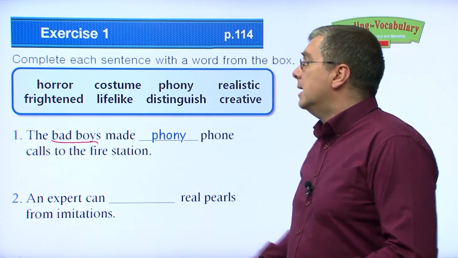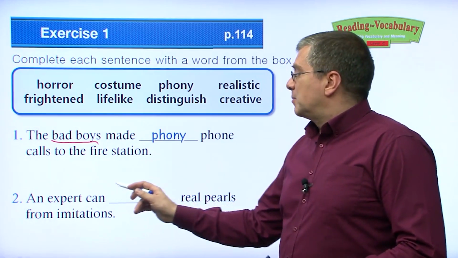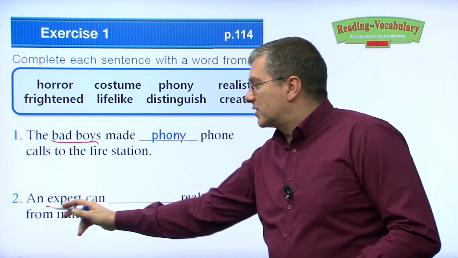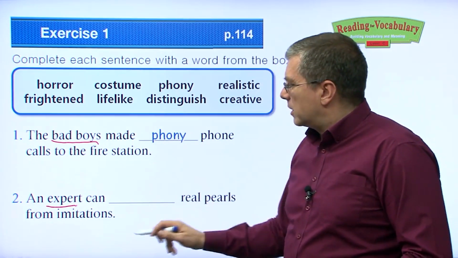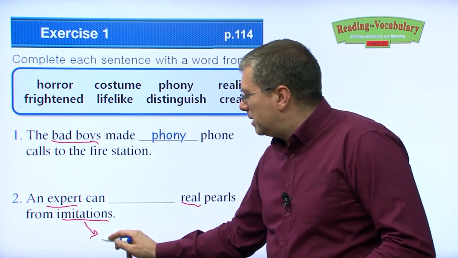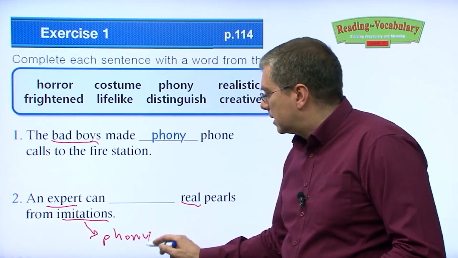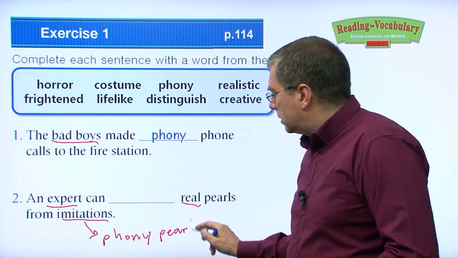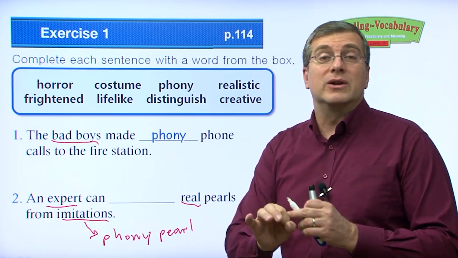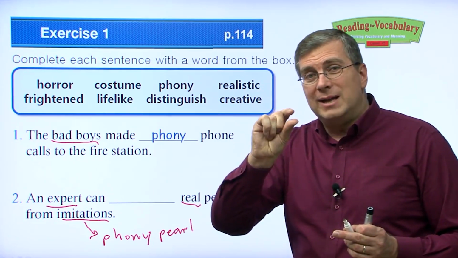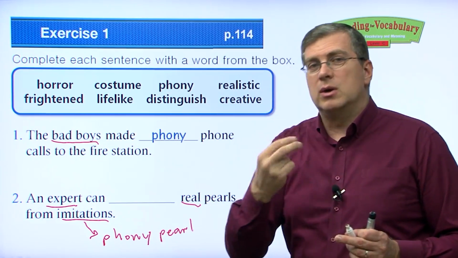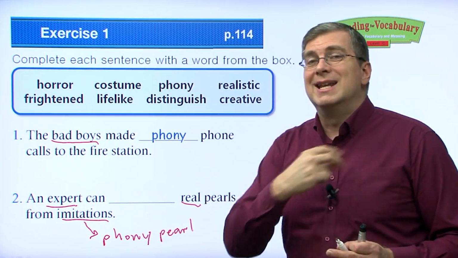They shouldn't do that. Number 2, an expert can beep real pearls from imitations. So an expert, this is kind of similar to phony, right? Think about real pearls from imitations. Imitations would be phony pearls. Now, what is a pearl? A pearl is a precious, it's like a stone. You find it in an oyster or a clam. It's round, white, and sometimes very beautiful if you get a good pearl.